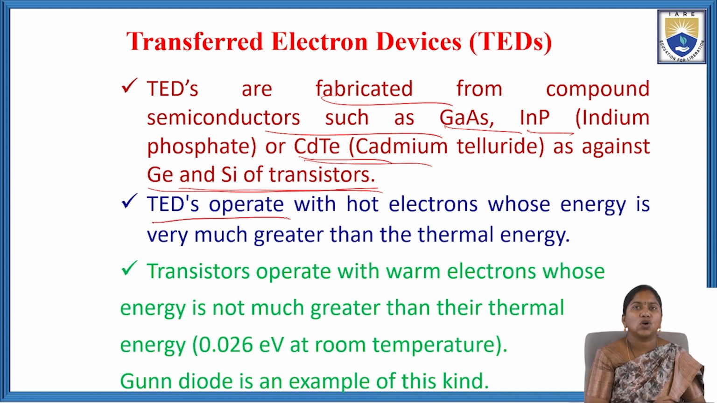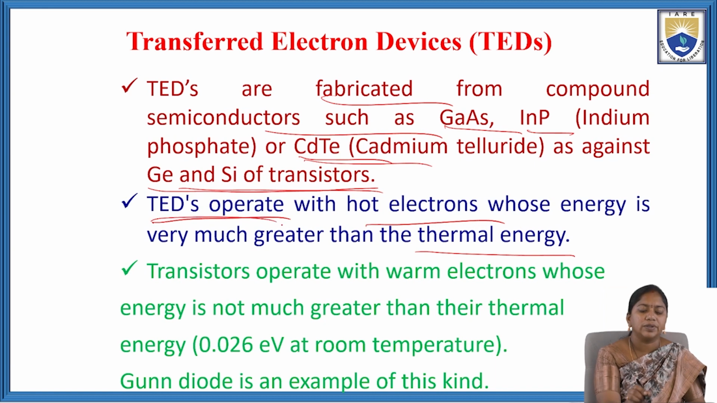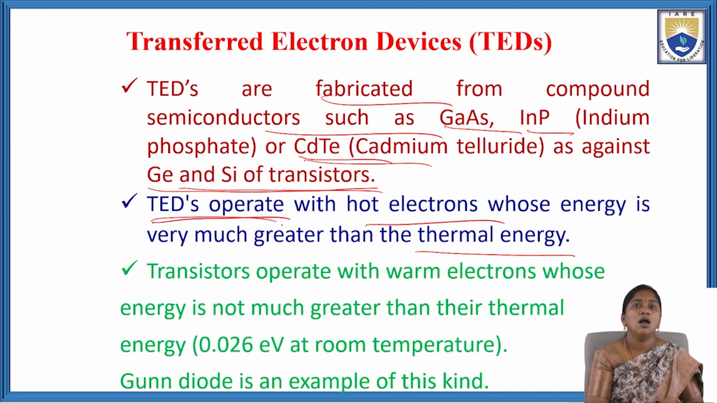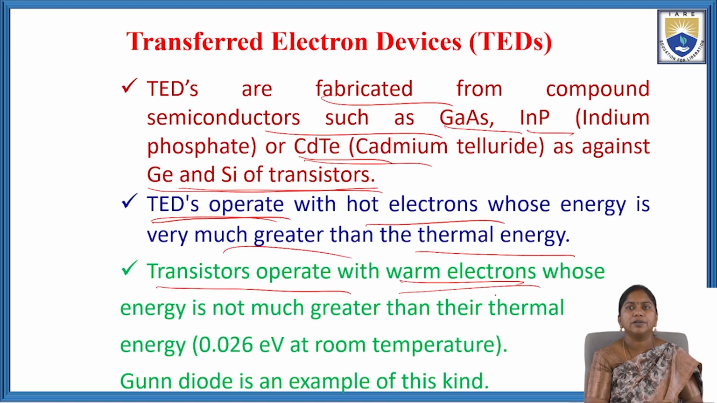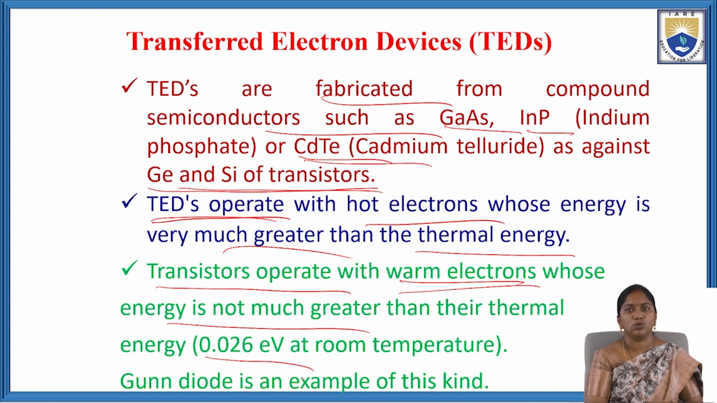Transferred electronic devices operate with hot electrons whose energy is very much greater than the thermal energy. Whereas, transistors operate with warm electrons whose energy is not much greater than the thermal energy, that is 0.026 electron volts at room temperature.